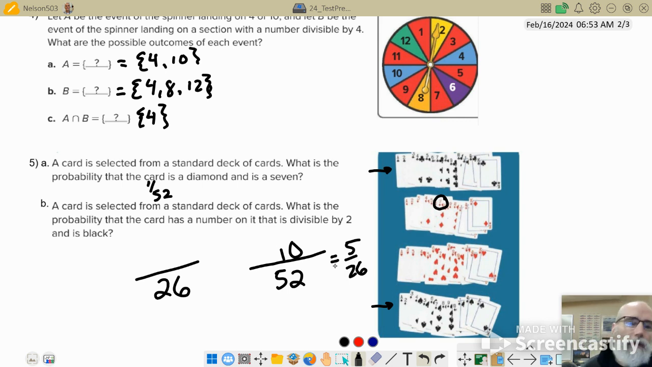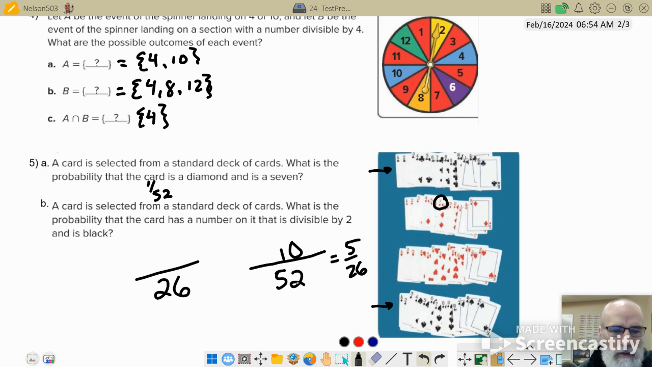I'm just saying, is there a way that we could have done that if we said, hey, we only have 26 cards that we're worried about? Those are the black cards over there. This probability, let me just read that again. What is the probability the card has a number on it that is divisible by 2 and is black? I don't think we can start with 26 in the denominator very easy. I'm going to think about that a little bit more.